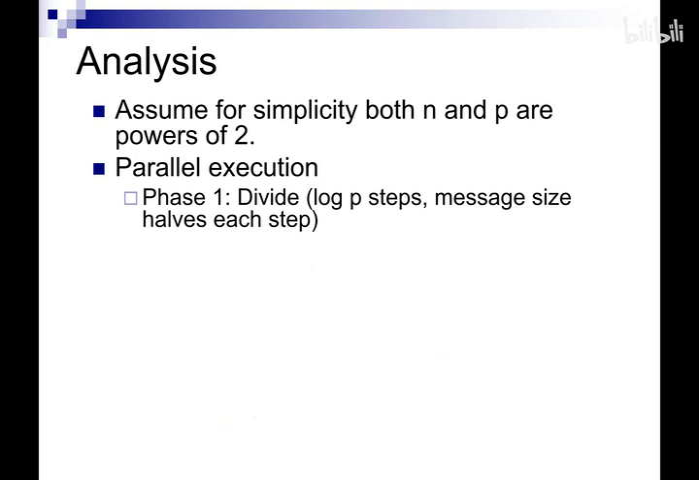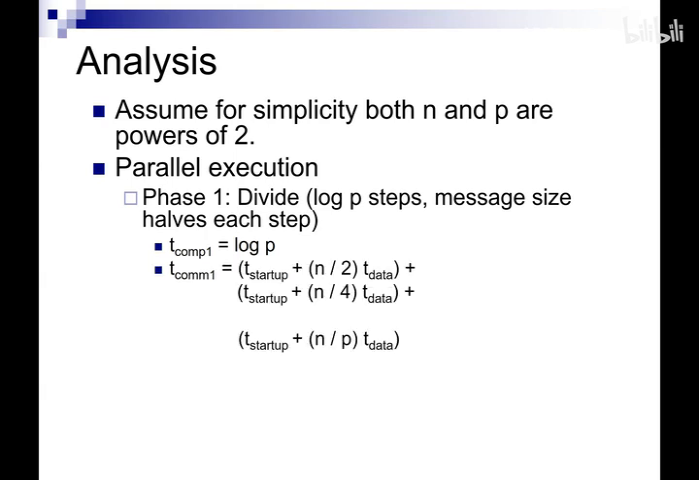Now let's look at the efficiency of this algorithm. Assume for simplicity that n and p are both powers of 2. For the first part, the division part, we're going to keep subdividing until we're down to 1 processor. So this is going to take log p steps, because we double the number of processors we use in each step. So the computation time for this step is going to be log p, the number of steps.